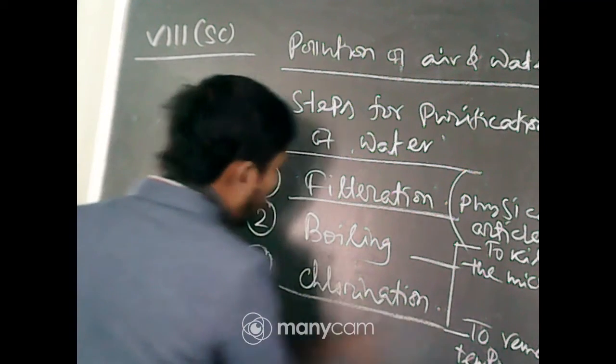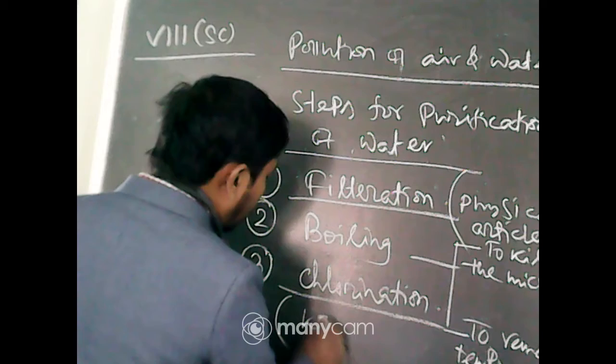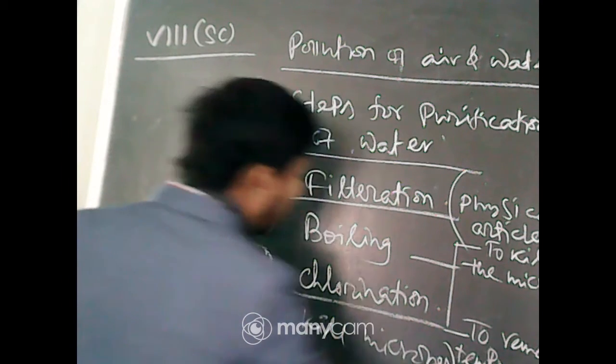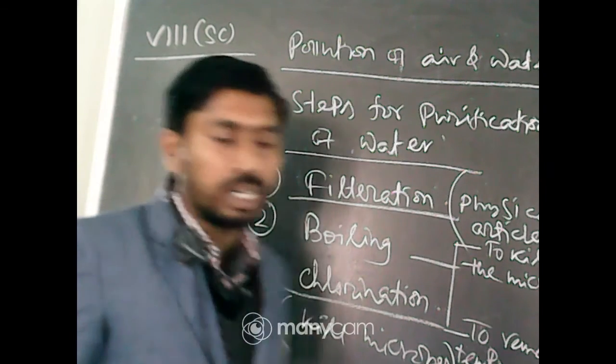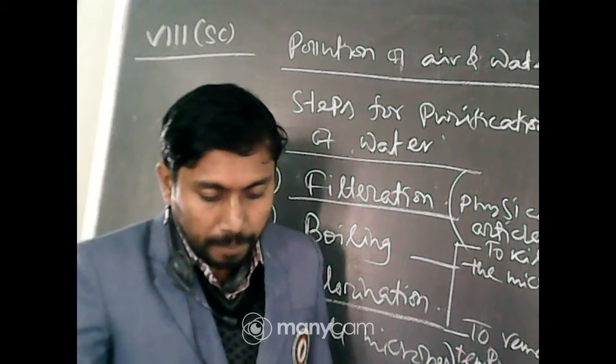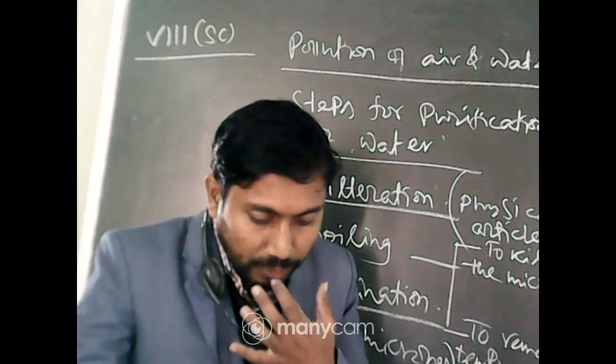Another one is chlorination. This is to kill the microbes and make the water safe, because chlorine is not so dangerous in our body. But we will come to that section.